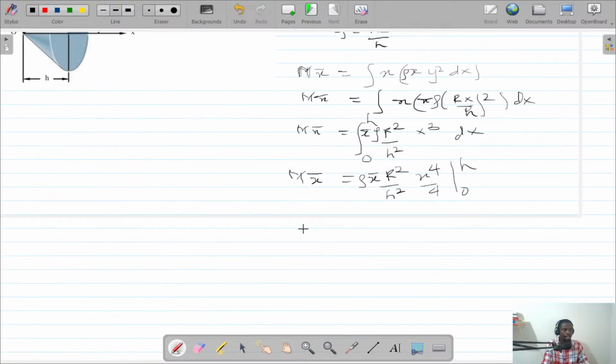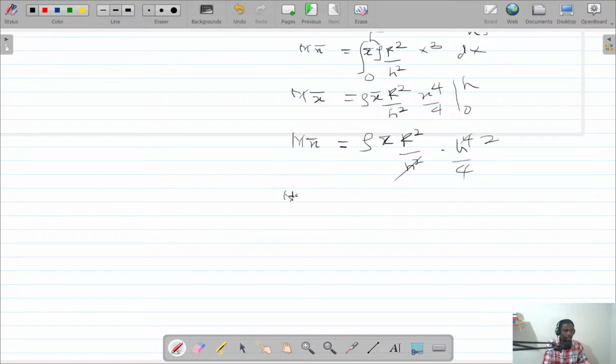So having done that, then m x bar will be equal to rho pi r squared all over h squared multiplying h power 4 all over 4. H power 2 cancels 2, so we are left with just h squared.